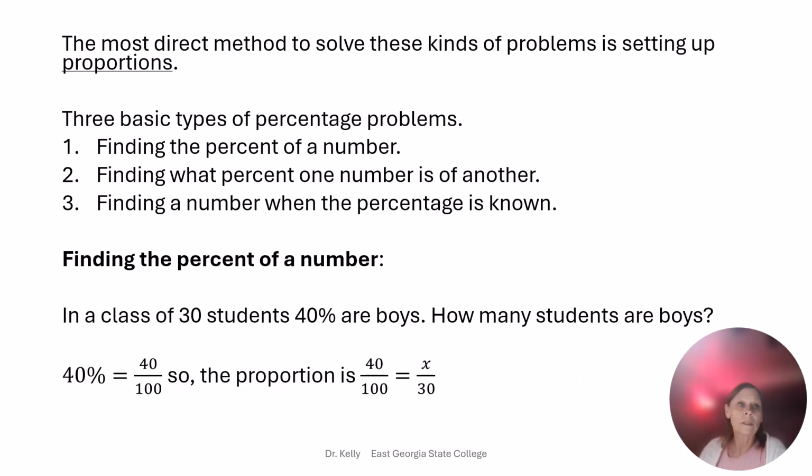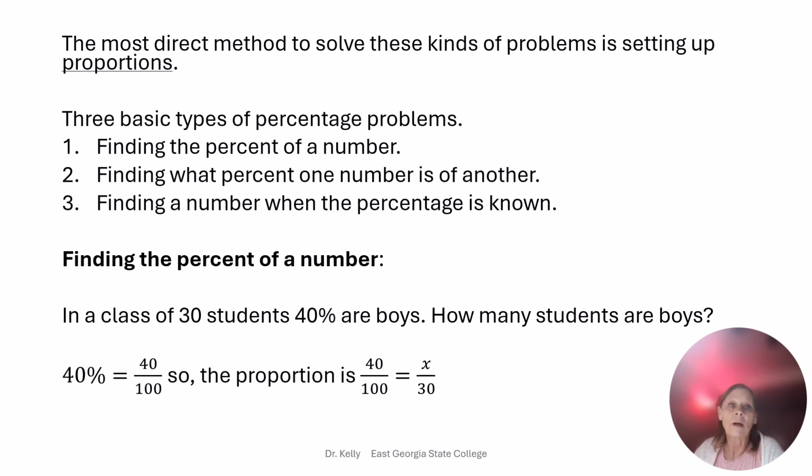All right, well, let's look at the three kinds of percentage problems you'll be dealing with. The most direct way to solve these percentage problems is through proportions, and we definitely studied a whole section on proportions when we were in chapter 6. So there are three basic types, and I'm going to do an example of all three types. And the first type is finding the percent of a number. Okay, what is 30% of 12?